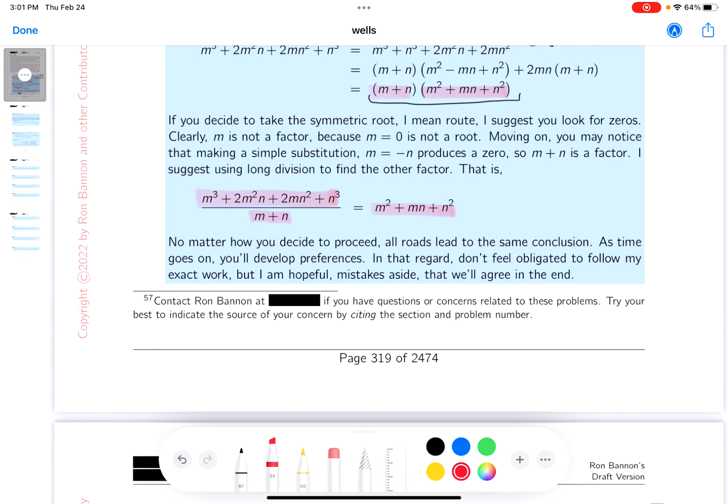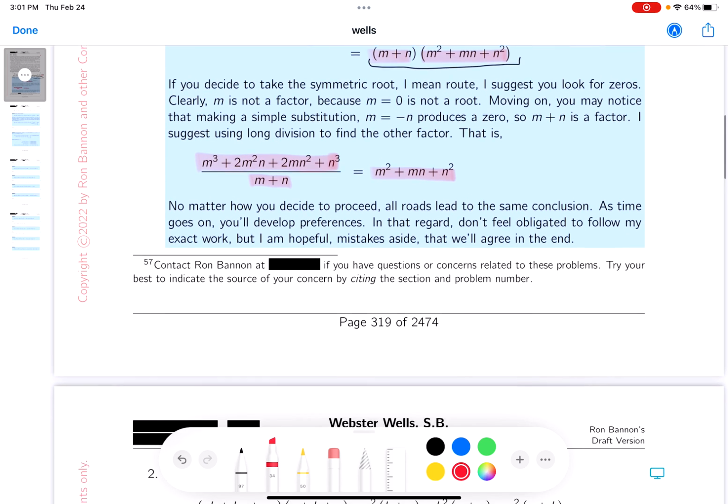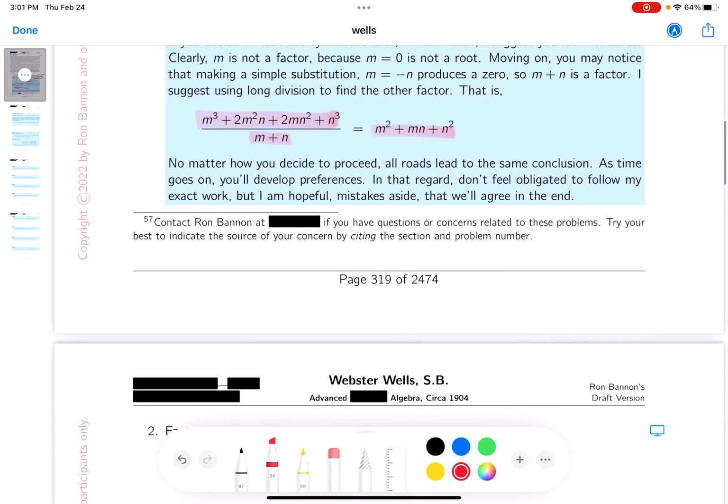Now, granted, you may say to yourself, could you factor the m squared plus mn plus n squared? Let's not worry about that now. We did get to the same answer, all right? But this is a quadratic in the end, and we'll talk about factoring those things a little bit more later on. As time goes on, you'll develop preferences, though.